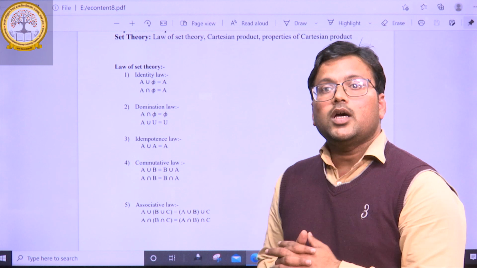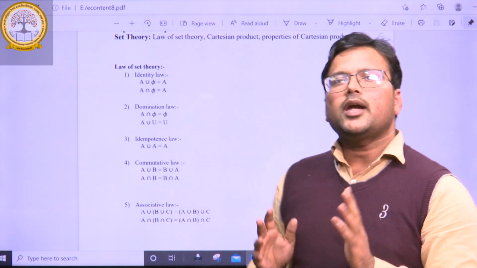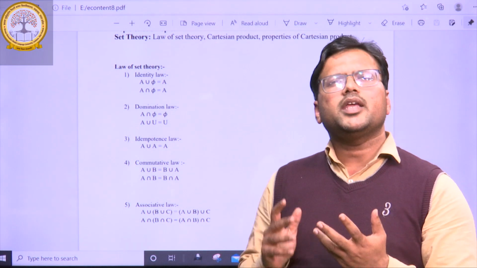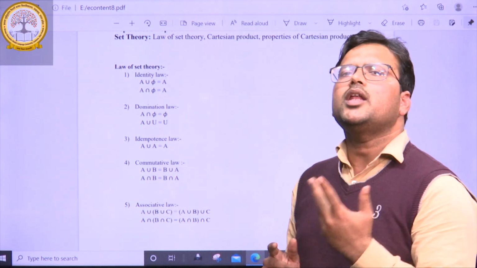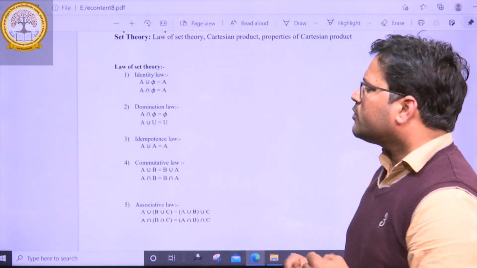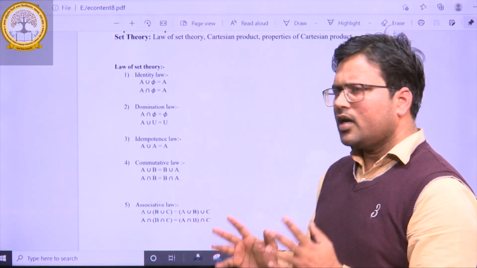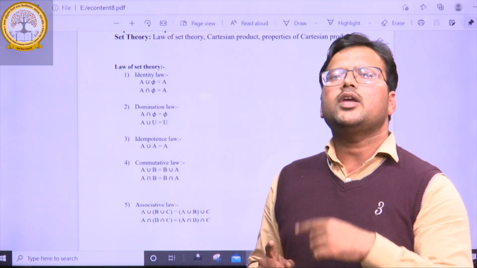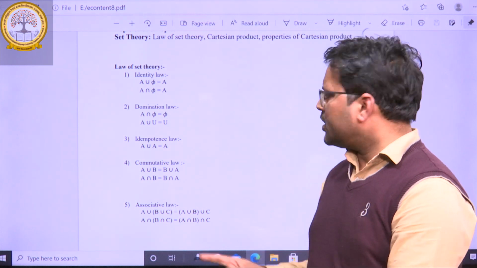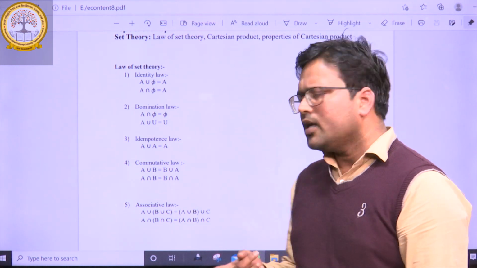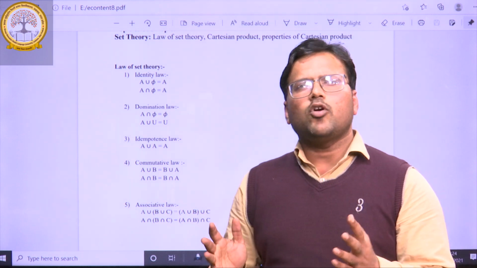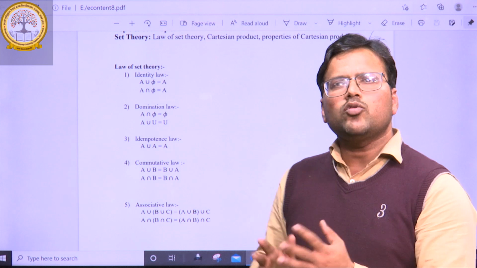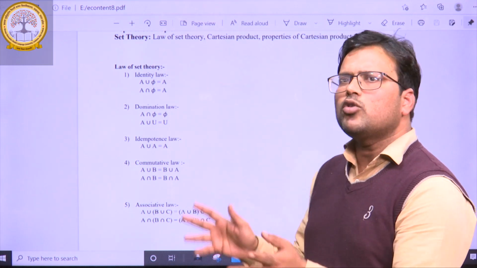Now the associative law. In associative law, suppose we are taking three sets, and we are taking the operations as union and intersection. Then the first one is that if we are evaluating the union operation between B and C, and then taking the union with A, or if we are performing the union operation between A and B and then taking the union with C, it would be the same.